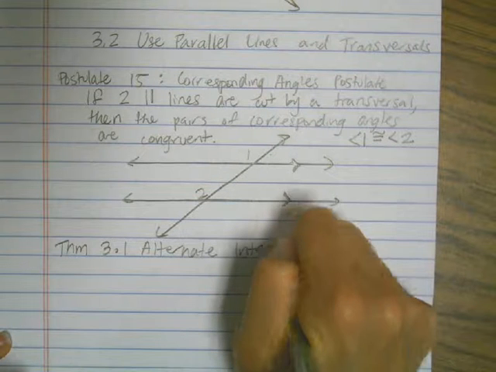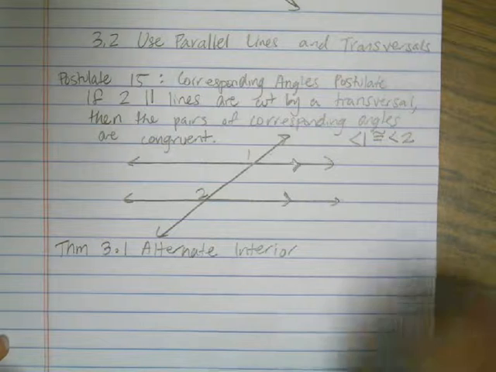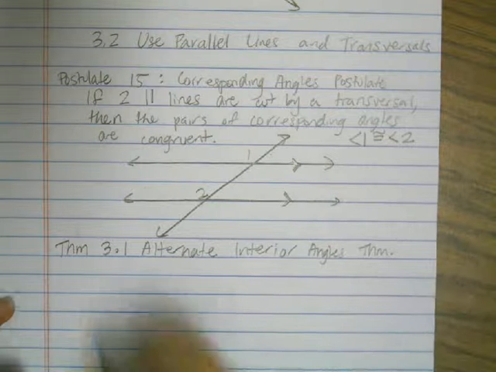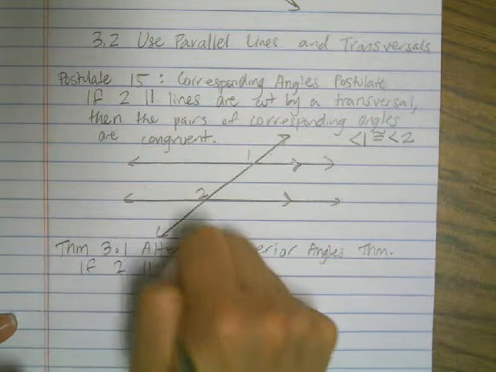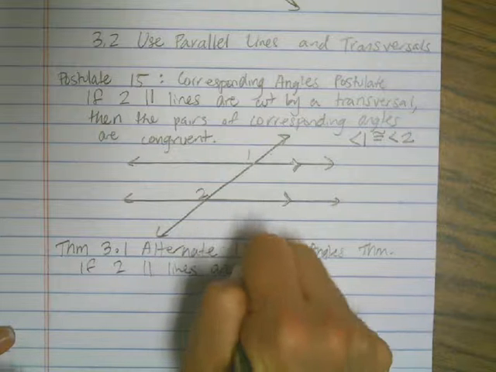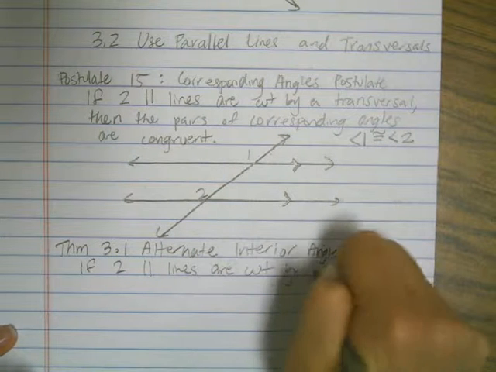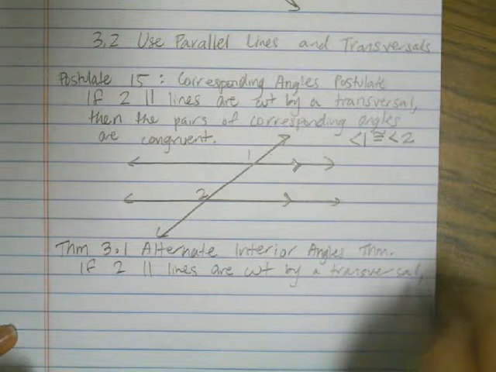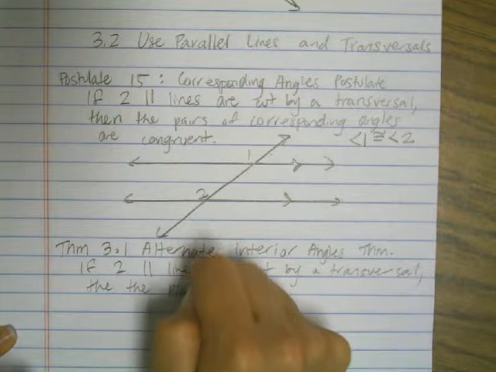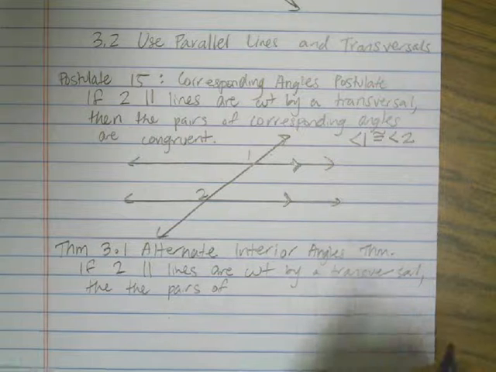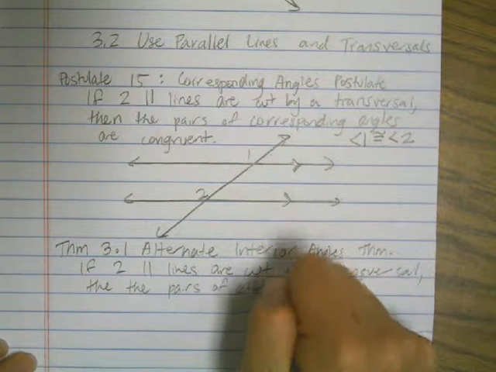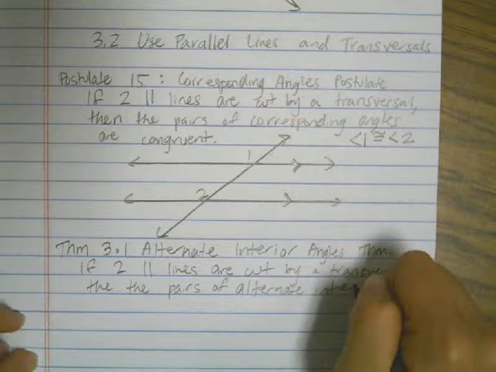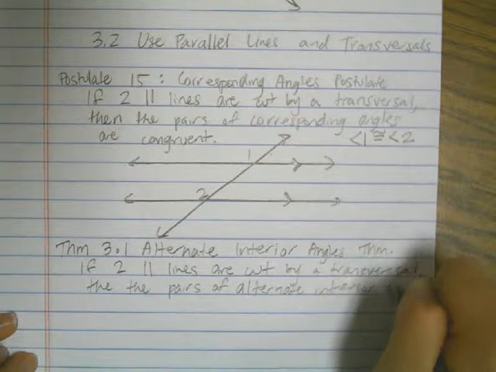Yep. So the next one is theorem 3.1, and it's the alternate interior angles theorem. And it says, if two parallel lines are cut by a transversal, then the pairs of alternate interior angles are congruent. So it's basically the same wording, except now instead of talking about corresponding angles, we're talking about alternate interior angles.